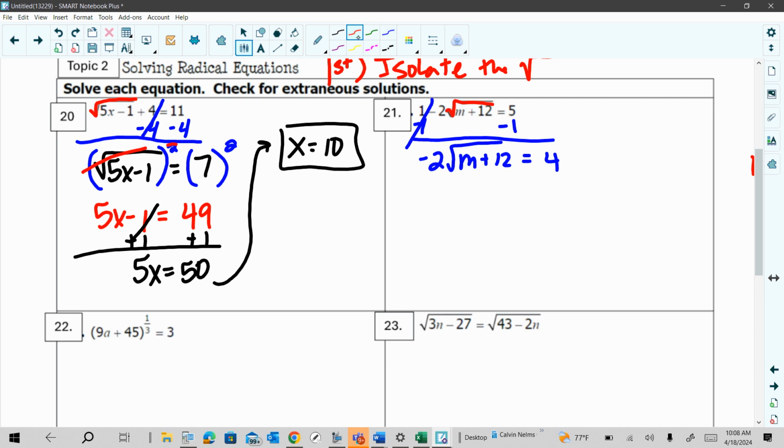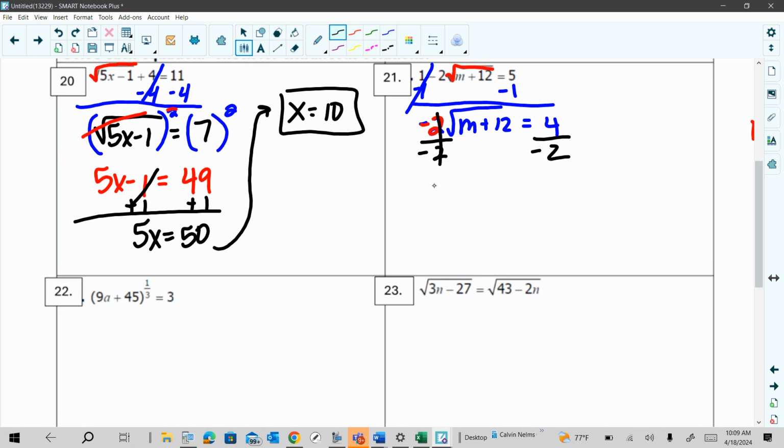And now I need to get rid of this coefficient of 2. This is like getting multiplied to the radical. So the inverse of that is dividing by a negative 2. So now I can cancel and get my square root isolated. So the root m plus 12 equals negative 2.